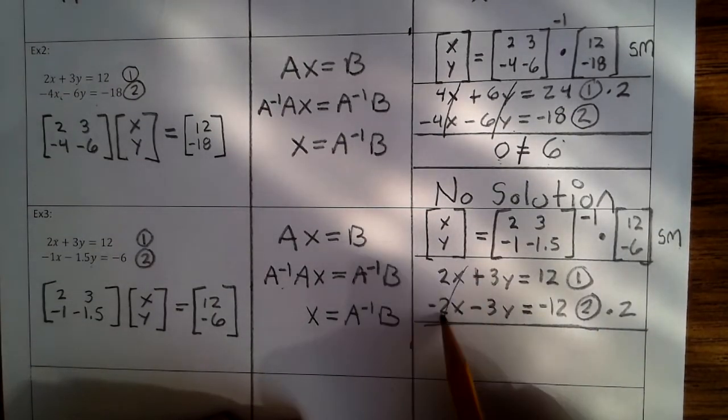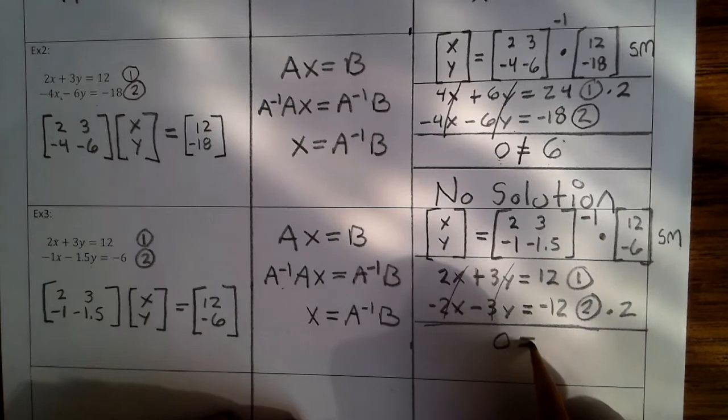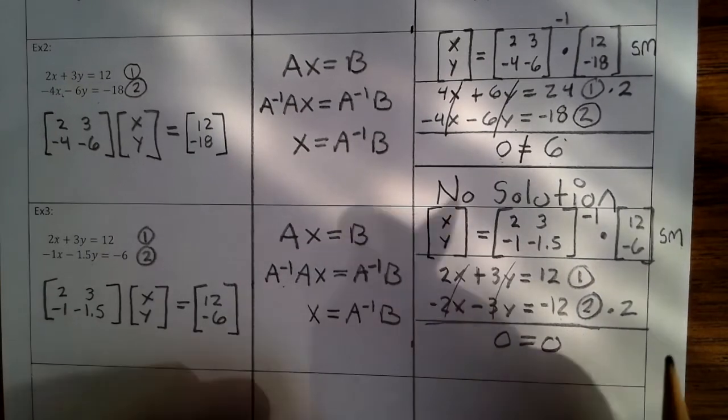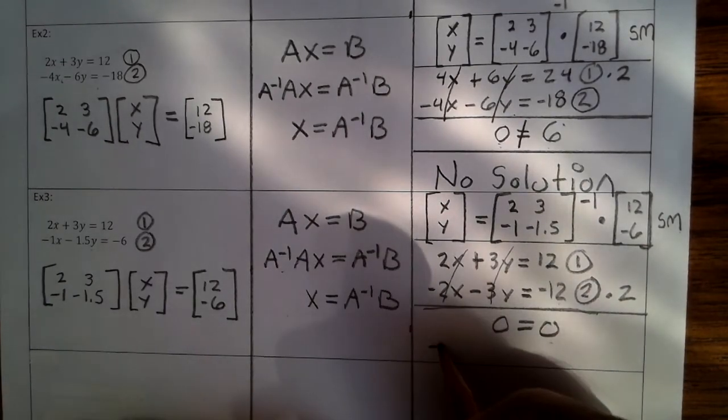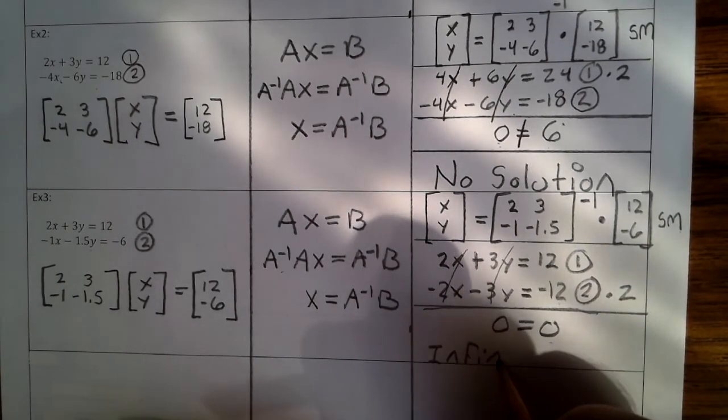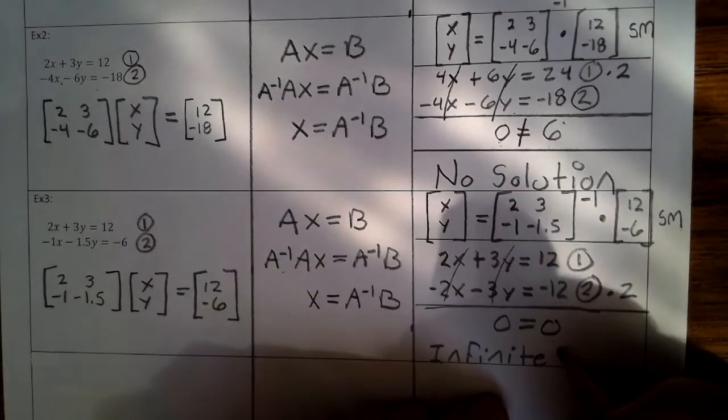Well, the x's cancel, the y's cancel, so 0 equals 12 minus 12, which is 0. Now, when all the variables eliminate and you're left with a true statement, we say that there are infinite solutions.